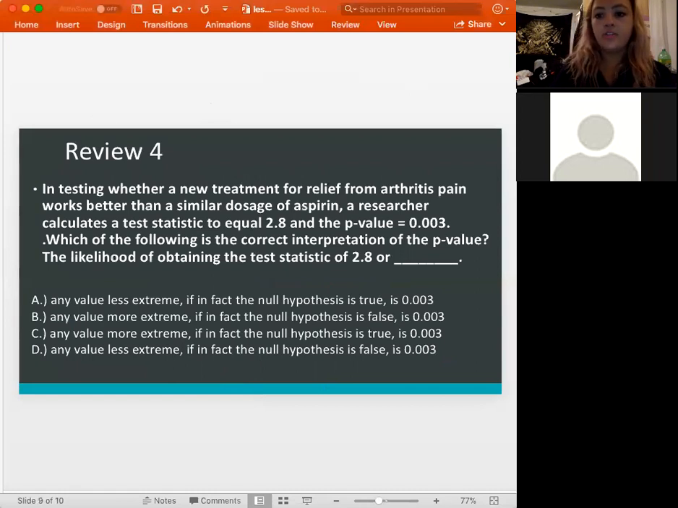In testing, a new treatment for relief from arthritis pain works better than a similar dose of aspirin. A researcher calculates a test statistic equal to 2.8 and a p-value of 0.003. Which of the following is the correct interpretation of the p-value? So the likelihood of obtaining a test statistic of 2.8 or blank. Finish the sentence with one of these options, and then let me know what you think the answer is, and then we will review it.